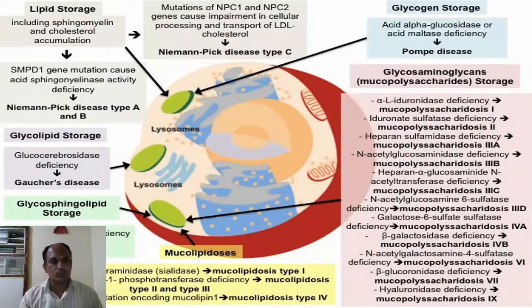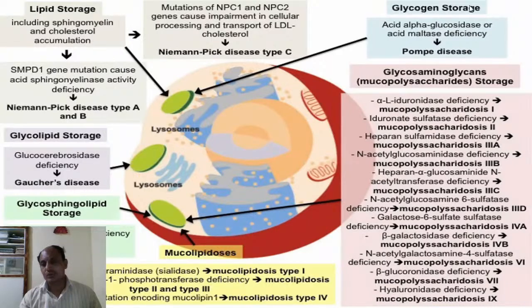Later on, if a mutation takes place in the NPC1 and NPC2 genes, that causes impairment in cellular processing and transport of low density lipids, known as LDL cholesterol. There is no transportation or cellular processing of this LDL cholesterol because of these mutations in NPC1 and NPC2, and that leads to Niemann-Pick disease type C. Okay, so these are also lipid storage diseases, or lysosomal storage diseases. All these are the lysosomes here.